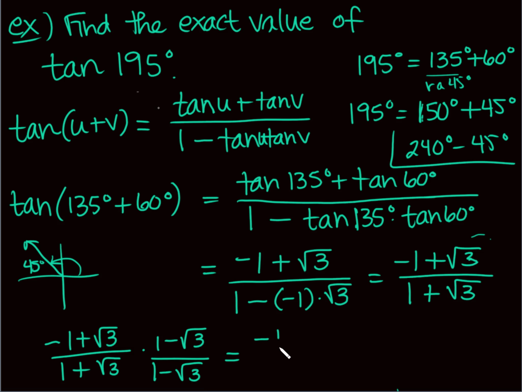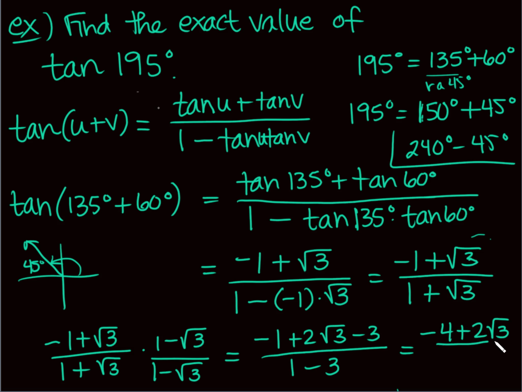If I FOIL this out, I'm going to get -1, plus √3, so plus 2√3, and then √3 times -√3, that's -3, all over 1 minus 3. That's why you rationalize it, right? It becomes a difference of squares. And so what is our final answer? It looks like it's -4 plus 2√3 all over -2. Divide each term by -2, and this is pretty nice, actually. We get 2 minus √3. That's lovely. 2 minus √3 is our final answer for that.